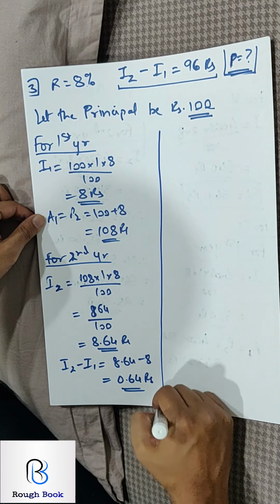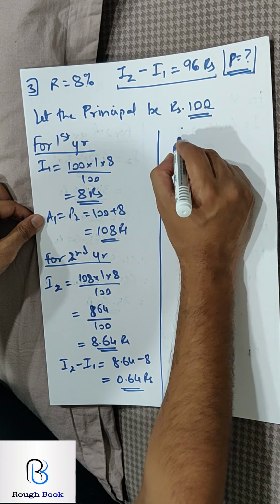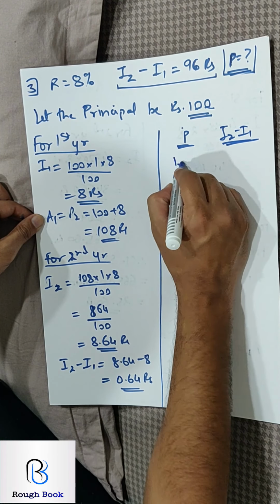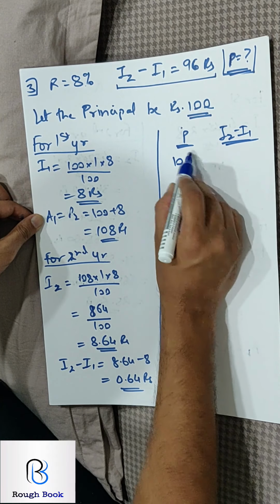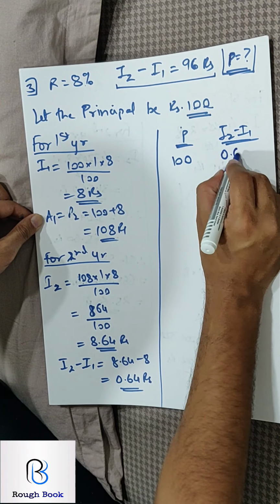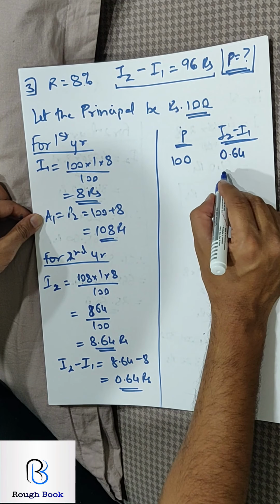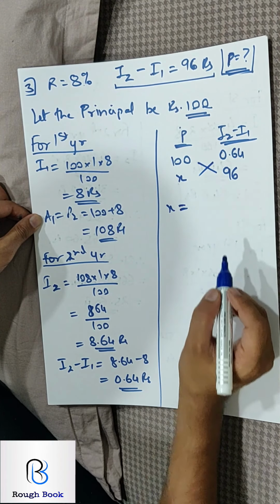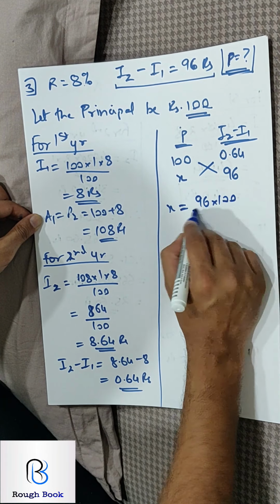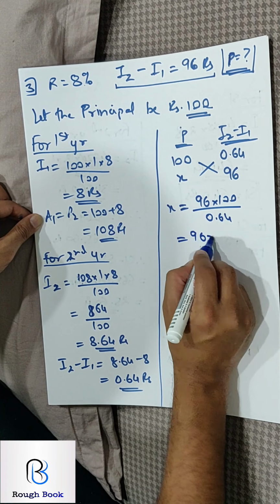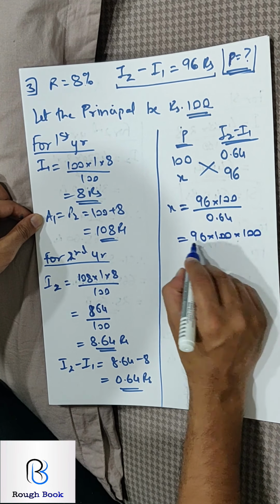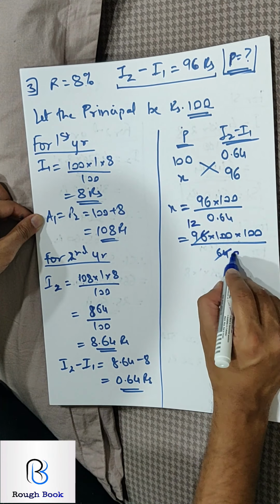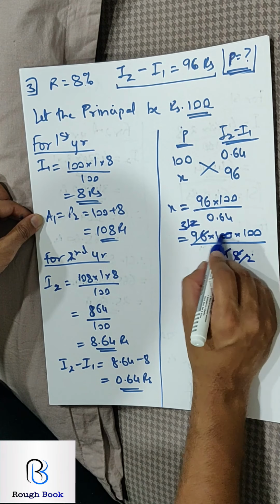So we tried and calculated the difference between I2 and I1 on the basis of 100. 100 is a hypothetical situation that we have created. Now we use the unitary method. We say principal and I2 minus I1, the condition they gave. So we considered principal as 100, and on this hypothetical situation we got the answer as 0.64. Now their I2 minus I1 is 96. So how much will be their principal? So this is the unitary method which we are talking about. 96 into 100 upon 0.64. So 96, 100, one more 100 to get rid of the decimals in the denominator. Yeah, I can cancel this in terms of 8.